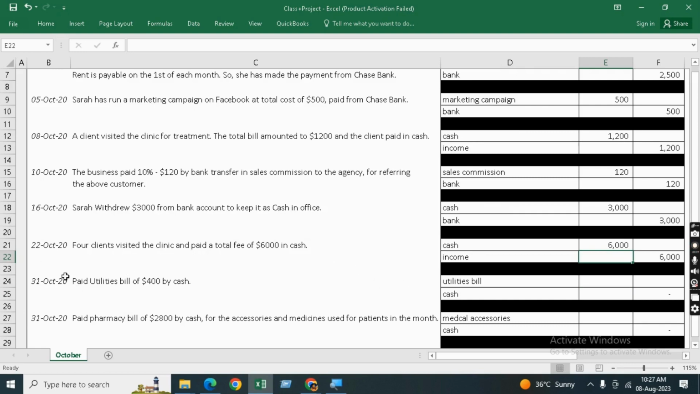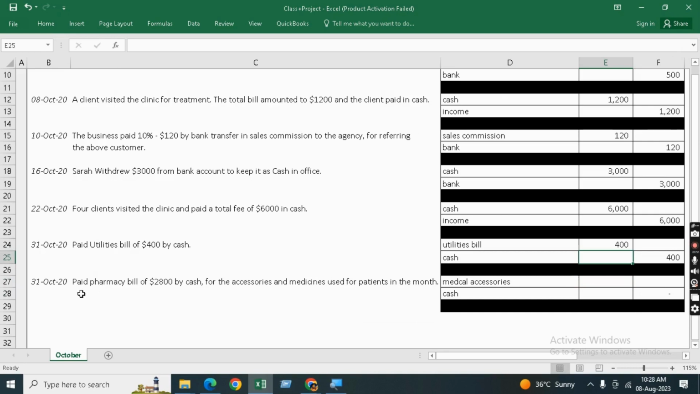Moving to the next transaction, we paid a utility bill of $400 by cash. So as we know, a utility bill is a kind of expense, and since we paid it, to record the utility bill, the utility bill will be debited by $400. Since we paid it, for the credit entry we use cash.